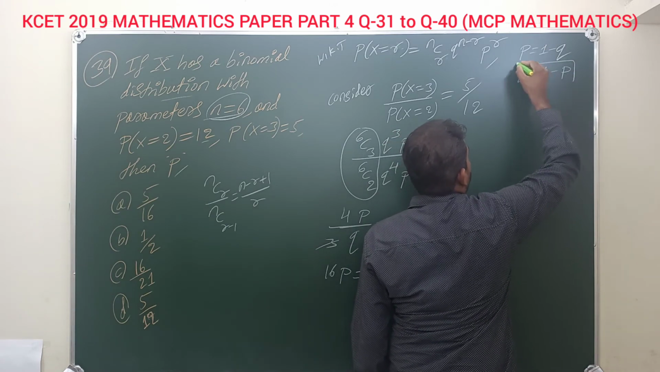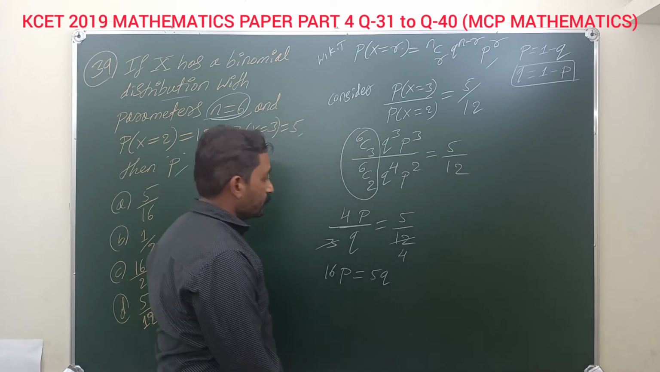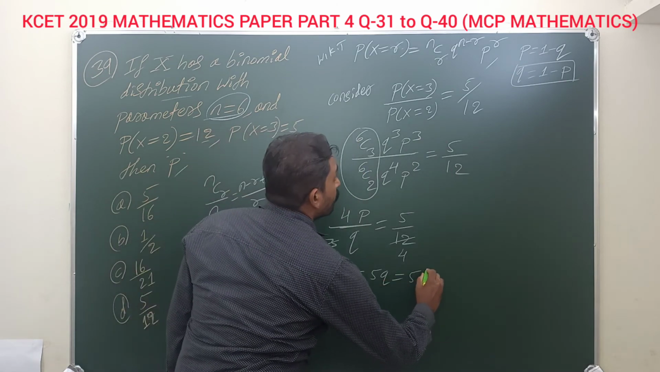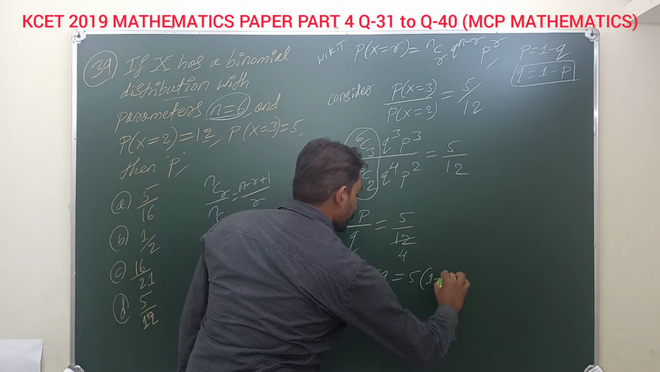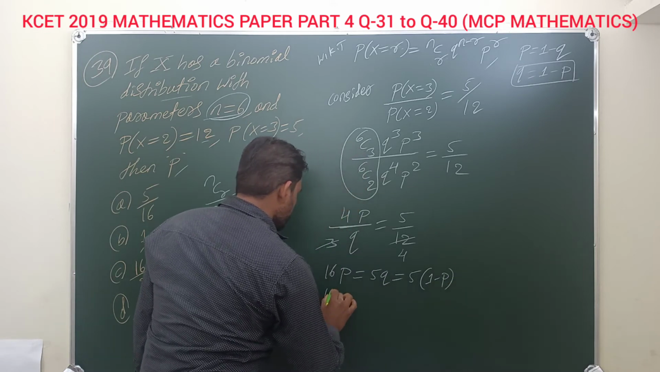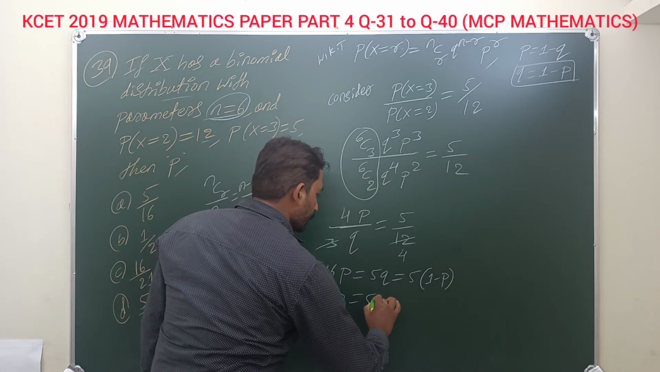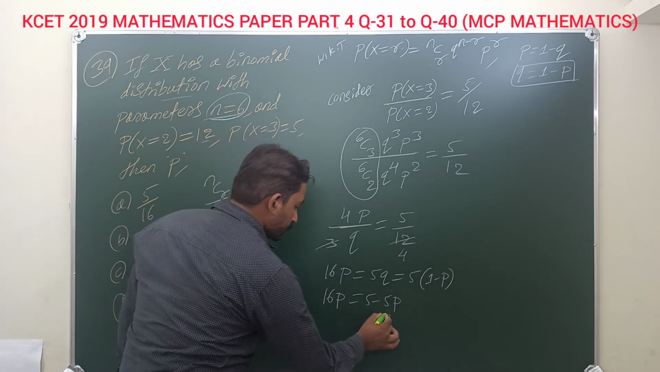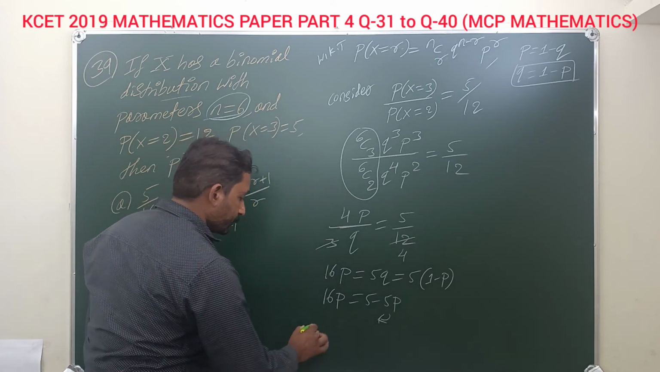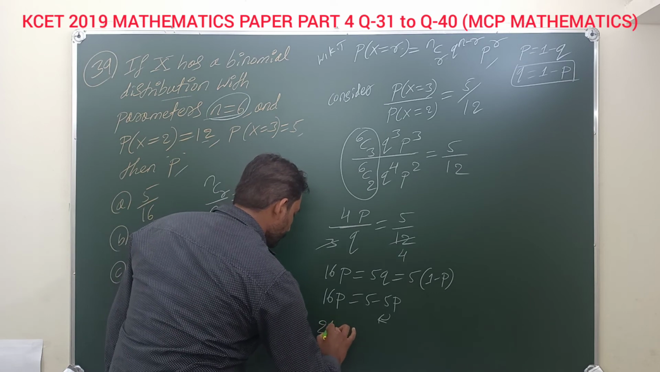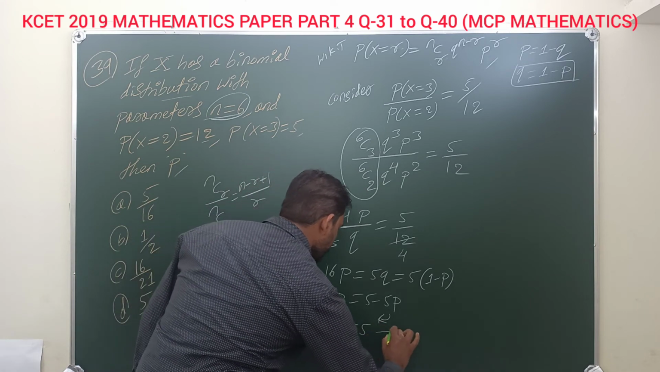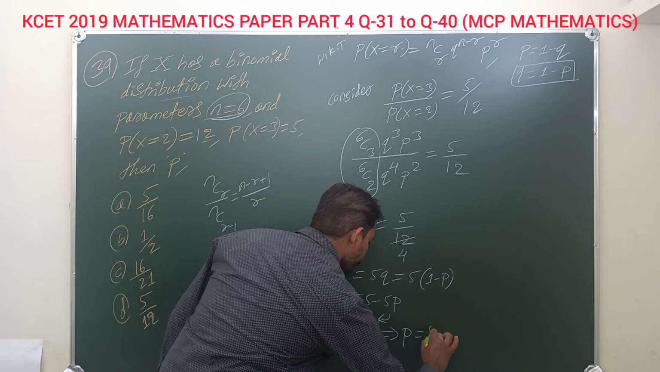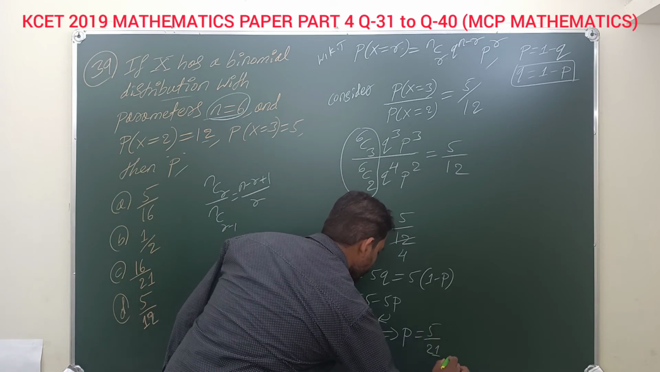Here in this case, we have to find out the p value. q can be written as 1 minus p, so 5 into 1 minus p. So 16p is equal to 5 minus 5p. Now it becomes 16p plus 5p, 21p is equal to 5. This implies p is equal to 5 by 21, which is the answer of this question.